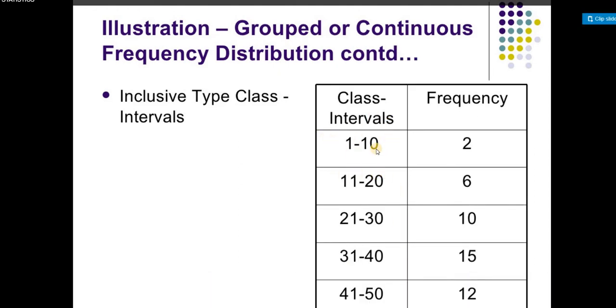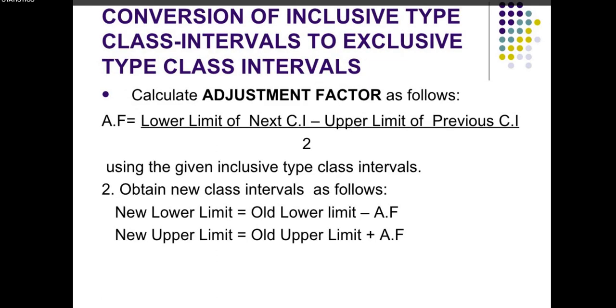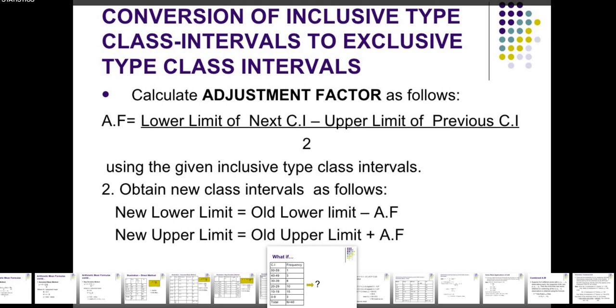Inclusive means 1 to 10 will be included in this class. Here 11 to 20 and 30 will be included in this class only. That one is the inclusive type of class. Suppose it is like that, we can change it into an exclusive type of class interval. How can we change it? The equation is lower limit of next class interval minus upper limit of previous class interval.